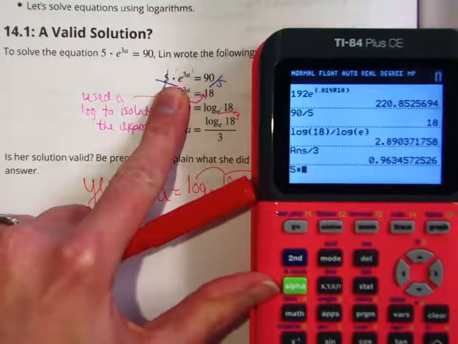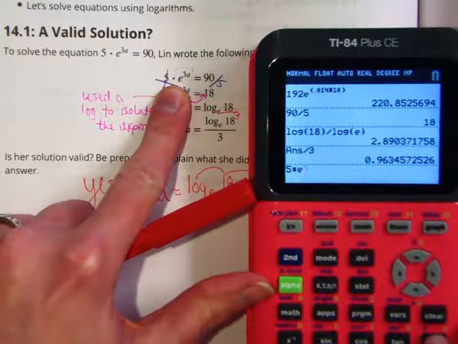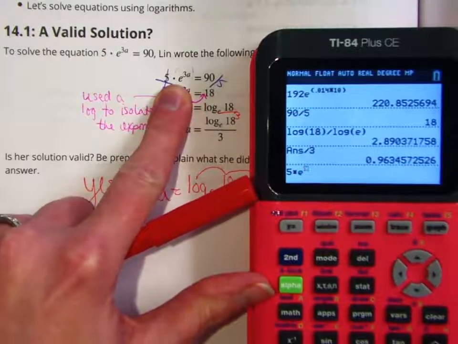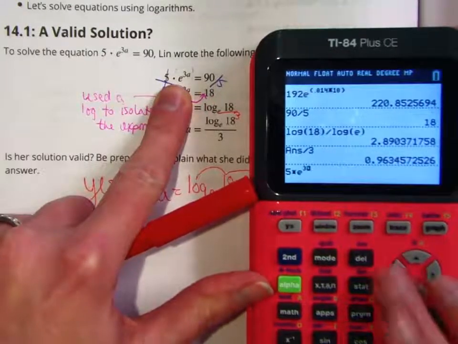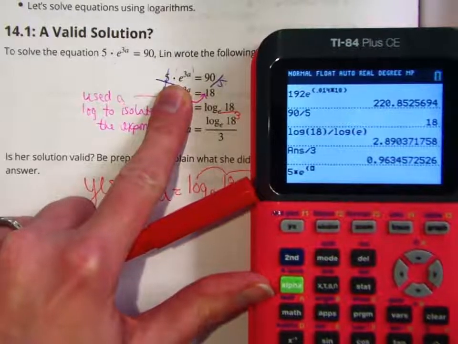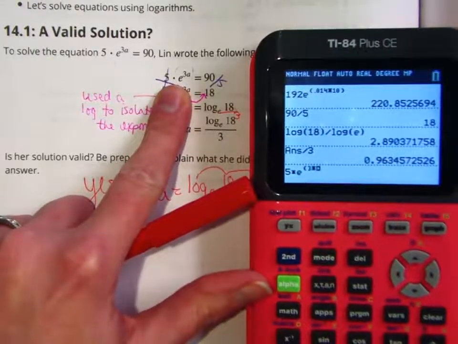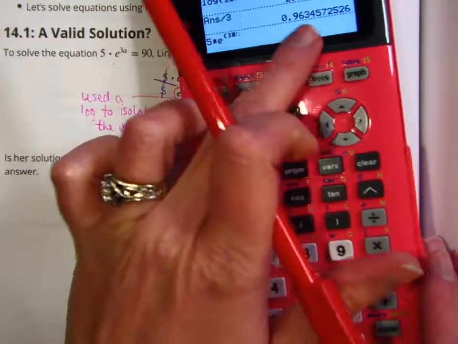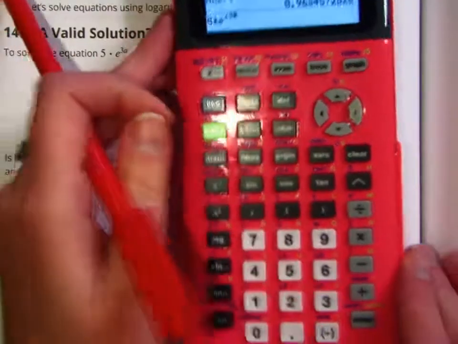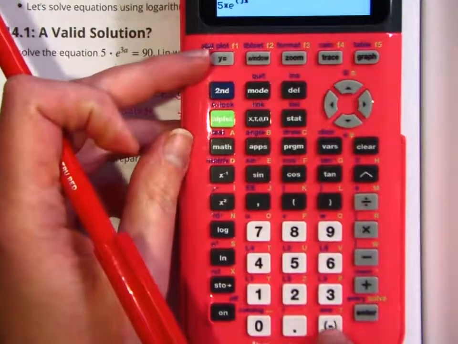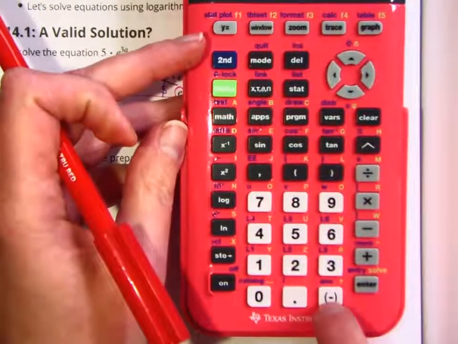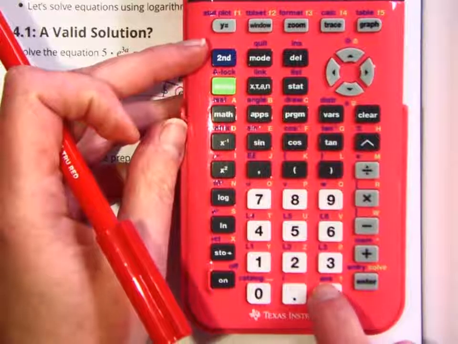So 5 times e raised to the 3, oh, and I should put that in parentheses, open parentheses, 3 times, and I want to call up that answer because I want to get as close as I can to the original. If you want to call up your answer, it's actually here, right above the negative button.